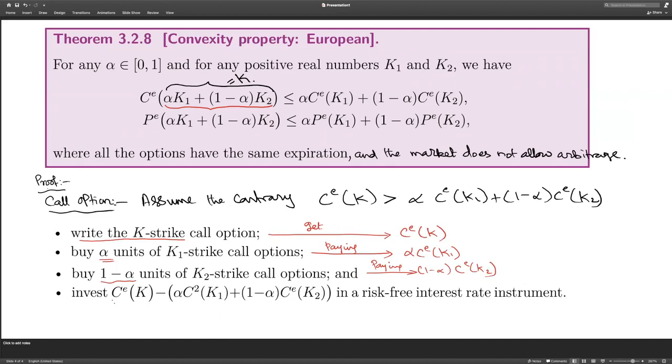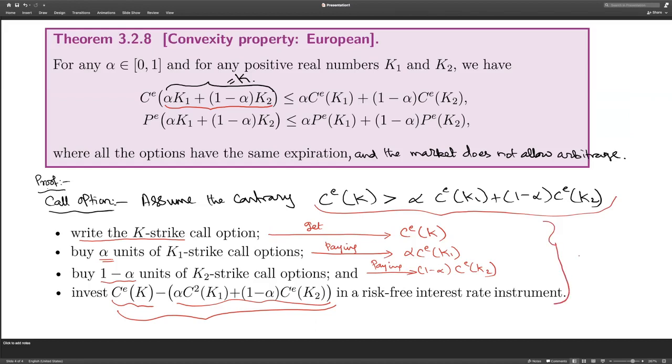So therefore, you got this money and you paid this money. The difference between them has to be invested in a risk-free interest rate instrument, and that is a positive number because of our assumption. So this is the trade that you are making in order to build a portfolio, which we will denote by pi naught, and you can easily see that the value of pi naught at the time t equal to 0 is 0.